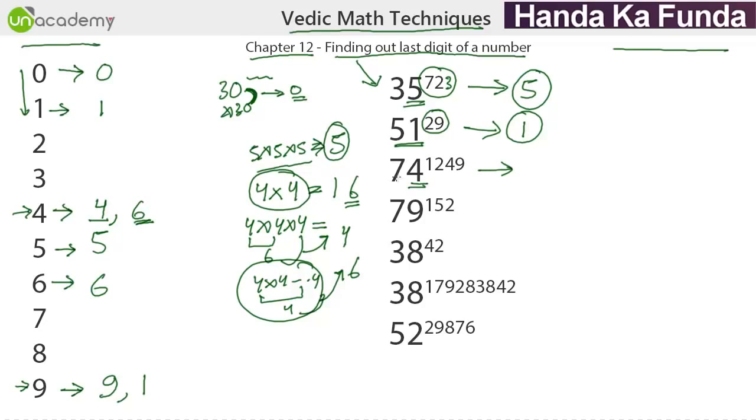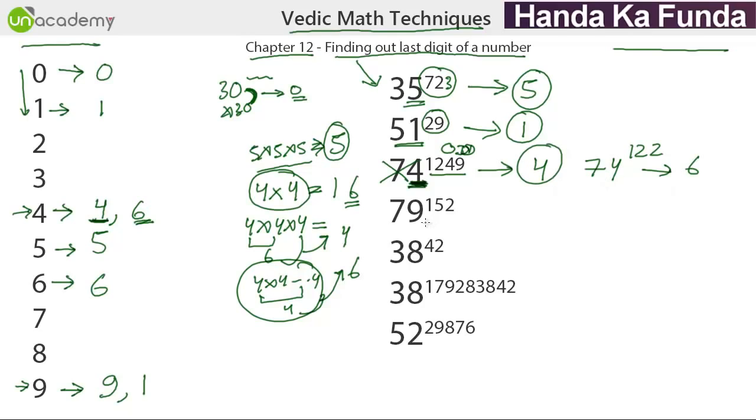So let's see what will happen here. The number ends in 4. Anything before that is not significant, because we need to find out the last digit. We only need to be bothered with the 4 here. And what is the power? 1249. I don't care what the power is. All I need to know is whether the power is odd or even. Since the power is odd, what will be my answer? 4 when raised to an odd power will give me 4. So my answer will be 4. On the other hand, if the question was 74 to the power of 122, the power would have been even, and then my answer would have been 6. But in this case my answer is 4.